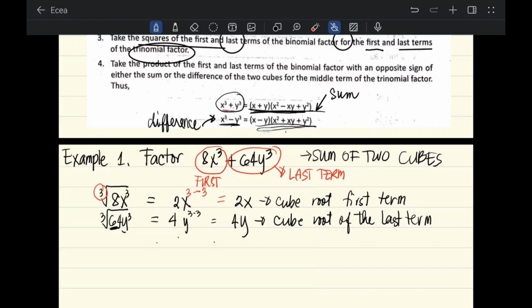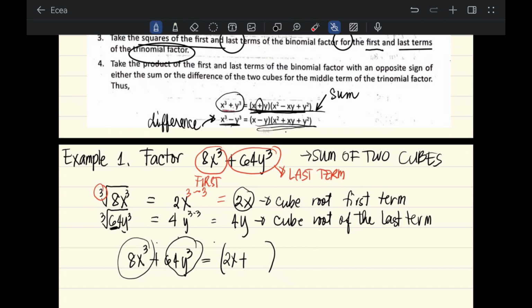So we have here, copy the example, 8x cubed plus 64y cubed is equal to, follow the sign sa atong formula. So we have here positive since this is the sum of 2 cubes. Now, the cube root of 8x cubed is 2x, so we write 2x here. And the cube root of 64y cubed is 4y. So dira pud si 4y.